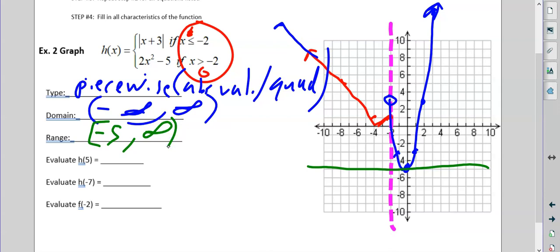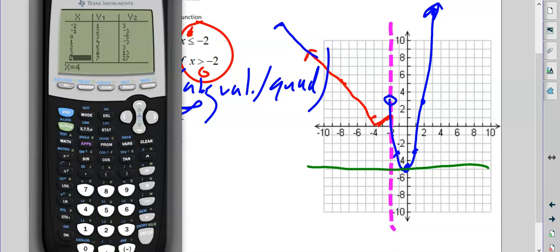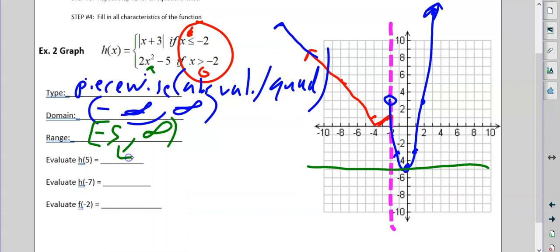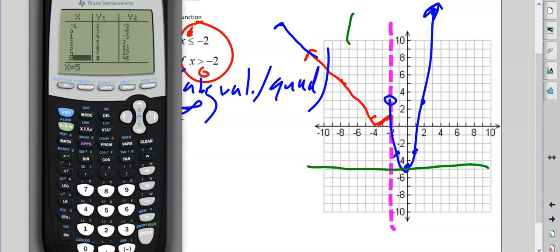Now, h of 5. Where's 5? 5 is on the right side. You can see 5 is off the chart. So I have two choices. I either plug a 5 in here, or I just go to my handy dandy calculator. 5 gives me 45. -7. Now -7 is over here, right? So that's on the absolute value one. That's my y1. So I'm just going to go to -7.